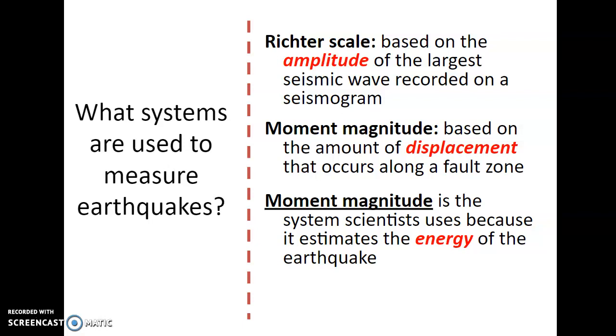And then another system is the moment magnitude. This is based on the amount of displacement that occurs along a fault zone, and is a system that scientists use because it estimates the energy of the earthquake. So that really allows us to tell what the magnitude of the earthquake will end up being.